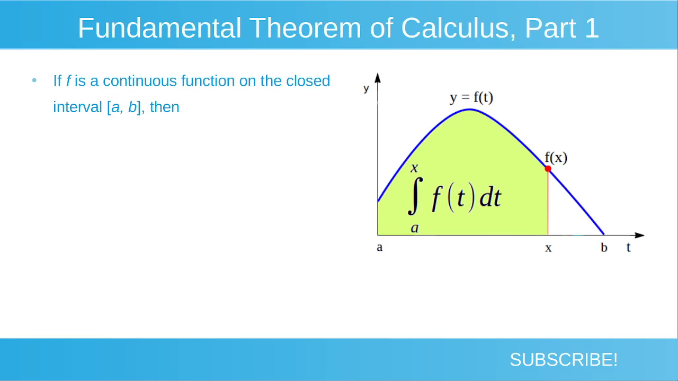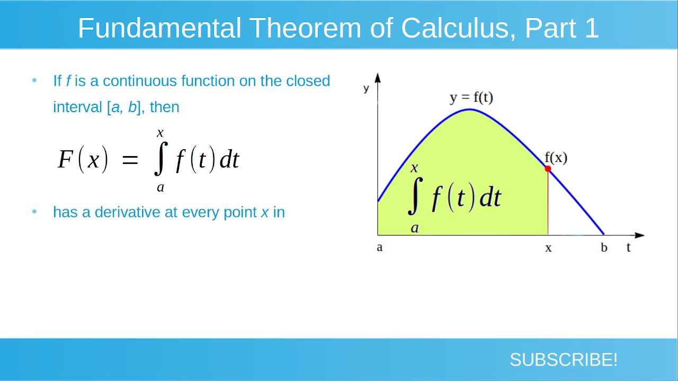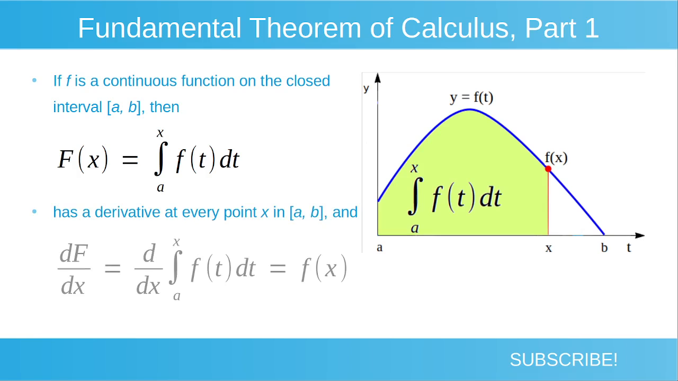So this is what we've just proved, the Fundamental Theorem of Calculus Part 1. If f is a continuous function on the closed interval from a to b, then the function capital F of x, which we can express as the integral from a to x of f of t dt, has a derivative at every point x in the closed interval from a to b, and its value, d capital F dx, which is equal to the derivative with respect to x of the integral from a to x of f of t dt, is equal to f of x.